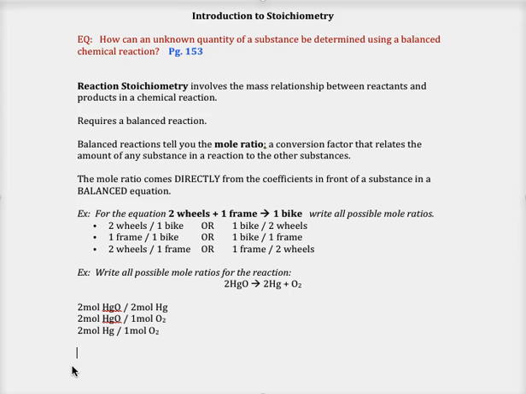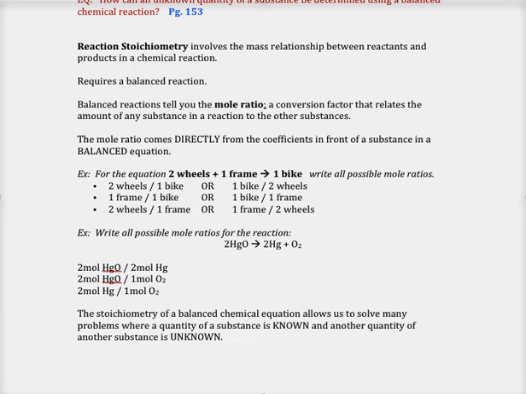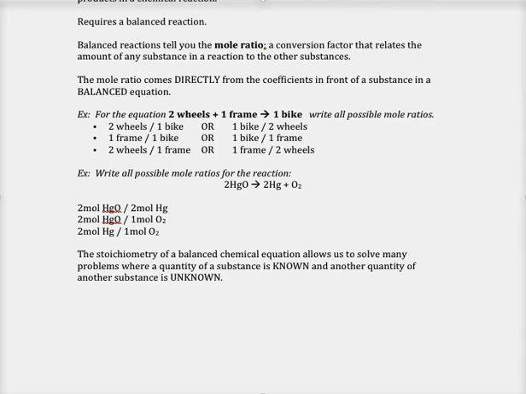The stoichiometry of a balanced chemical equation allows us to solve really any type of problem where you have a known quantity of a substance and an unknown quantity of substance. That's what stoichiometry is, going from some known quantity using a balanced chemical reaction to come up with some expected value of a different substance. All right, so now let's do a problem using this bike example.